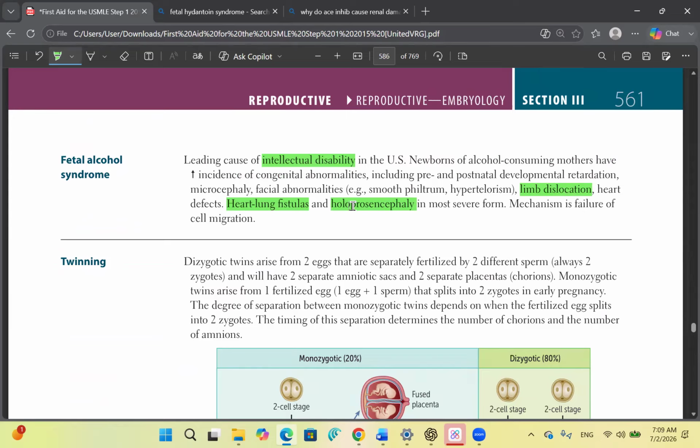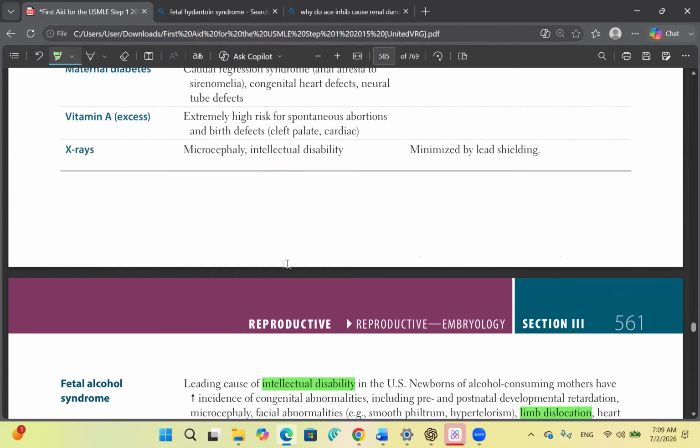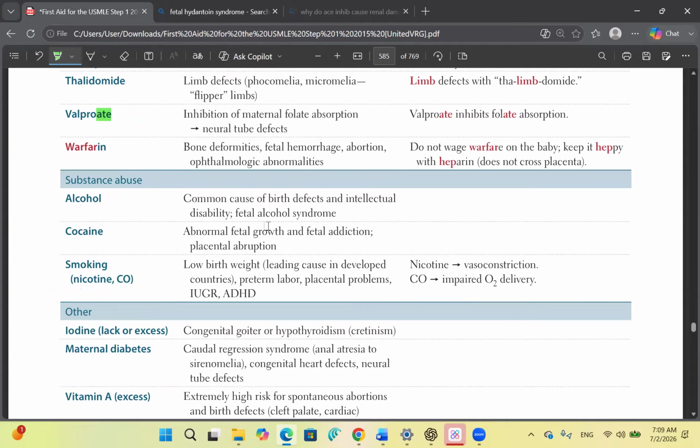Holoprosencephaly is basically caused by a problem with sonic hedgehog, and I think the alcohol is basically affecting the SHH as well. The mechanism is failure of cell migration. Oh, so it's like sonic hedgehog genes are produced in one place and then they migrate to another, and fetal alcohol causes the sonic hedgehog genes to not travel, and this can cause failure of cell migration, heart-lung fistulas, holoprosencephaly, and facial anomalies, including smooth philtrum and hypertelorism, limb dislocation, heart defects, and all that. And that is what fetal alcohol syndrome is about.